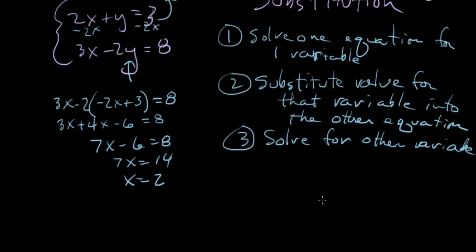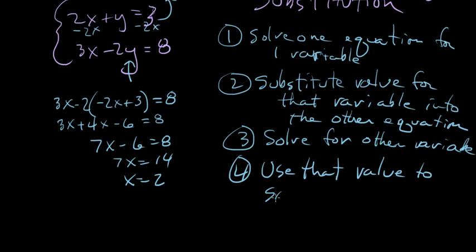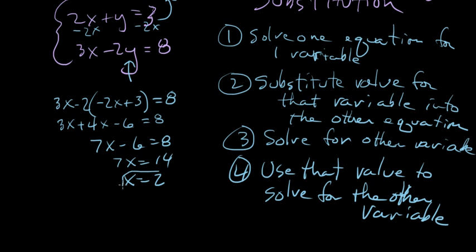And now we're going to do the fourth step, and this is the last step: use that value to solve for the other variable. What does that mean? I've got the value for x, so all I have to do is go back to the easy one here, and I got 2 times x plus y equals 3.